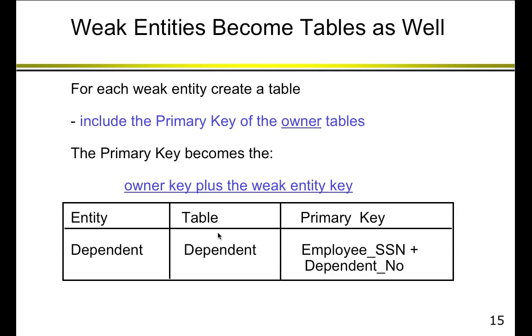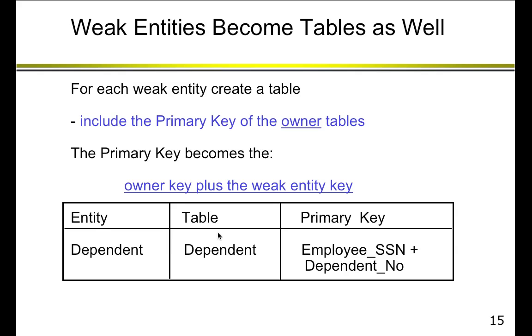And so the entities become tables as well. So each one of the weak entities creates a table, just like the entities did. Include the primary key of the owner table. So that's different. The difference with the weak entities versus the strong entities: all of the entities that are strong are standalone tables. All of the entities that are weak have another piece of information that's added to them.